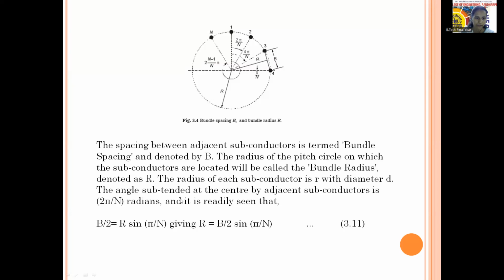The angle subtended at the center by adjacent subconductors is 2 pi by n radians. This is the angle, 2 pi by n, between subconductors 1 and 2. Here we can see they have given the 2 pi by n angle, which is in radians. Next, for 2 to 3 it is going to be 4 pi by n.